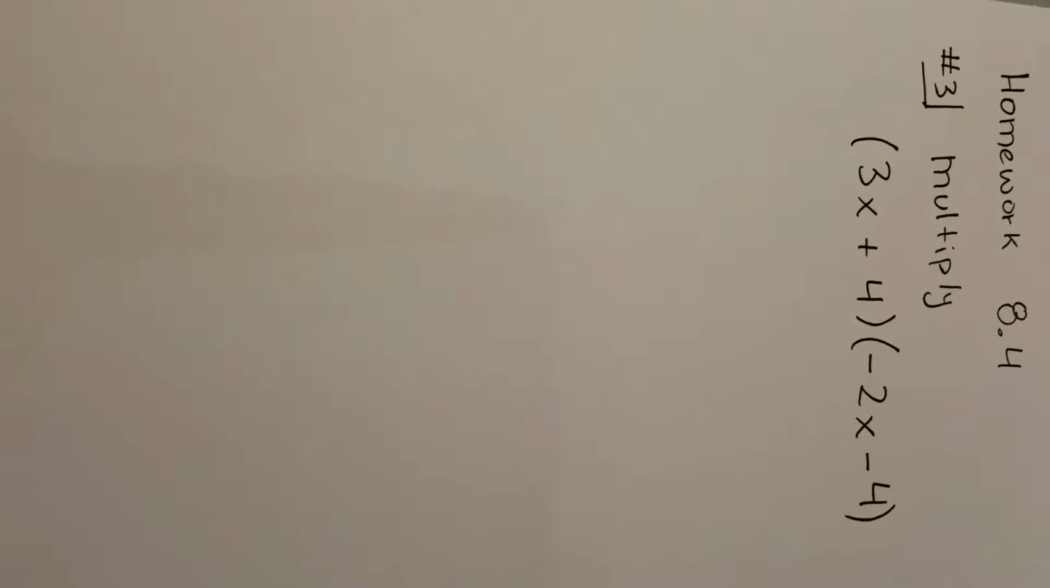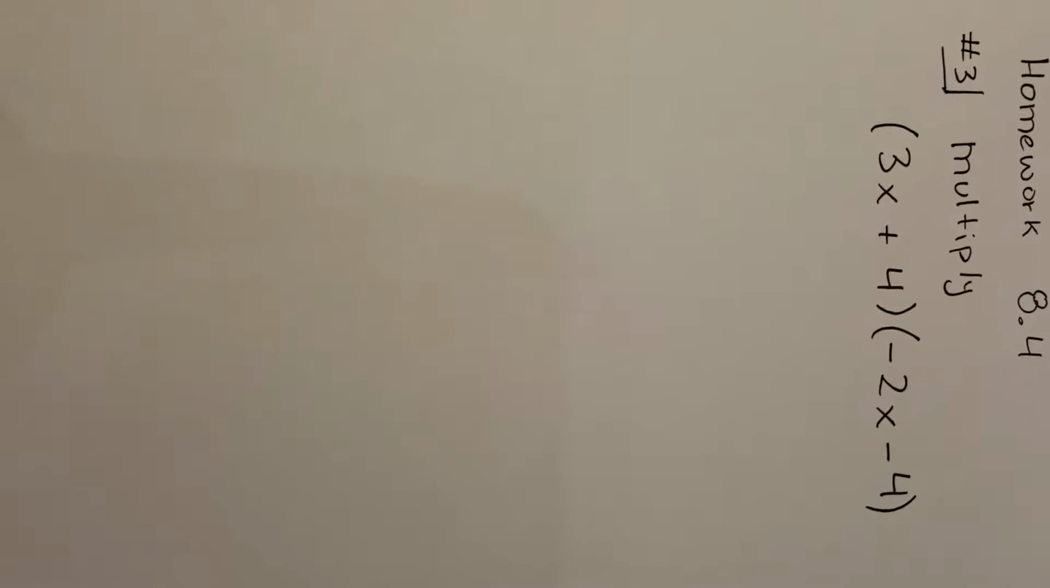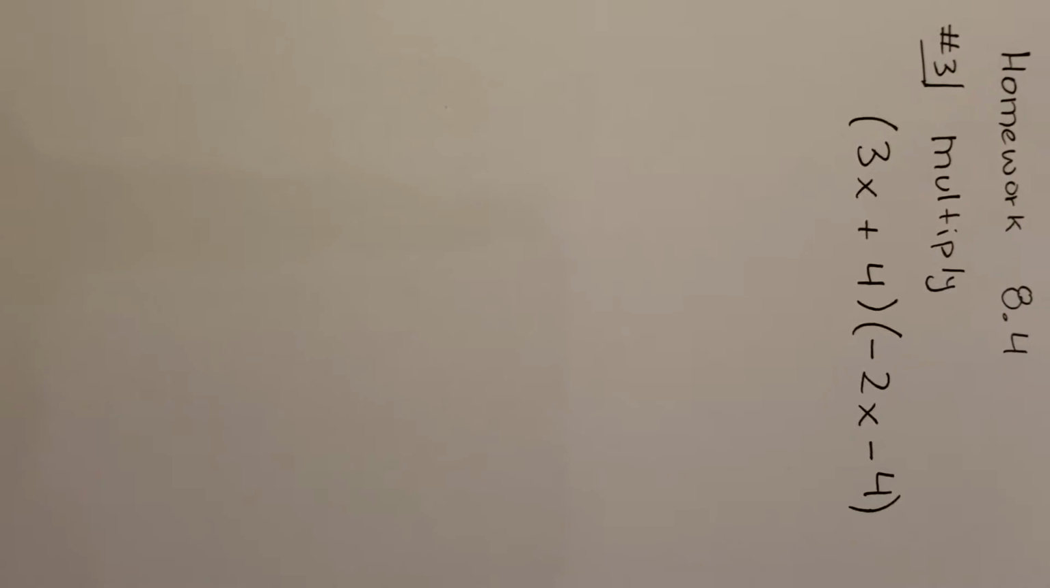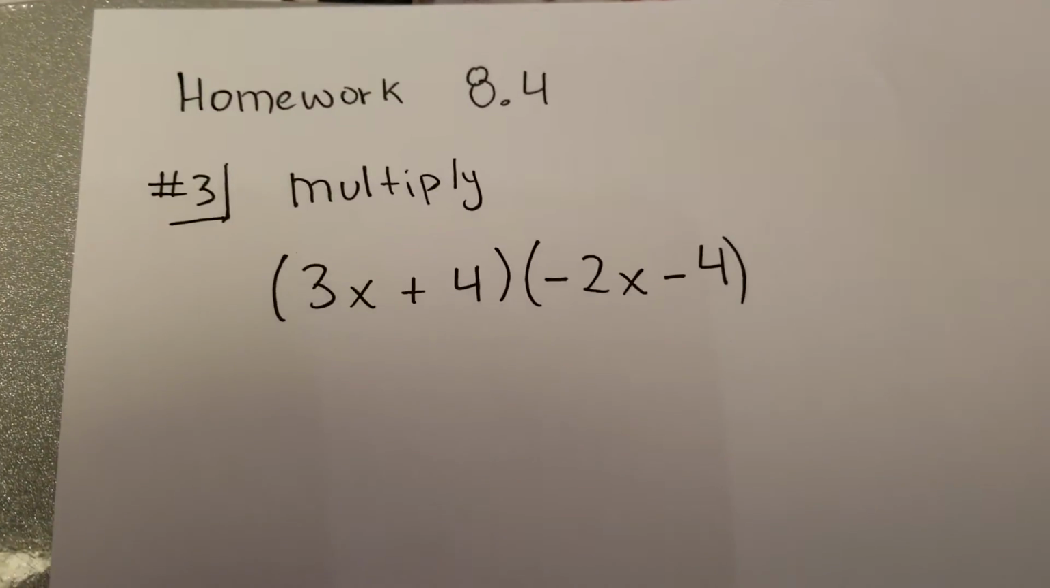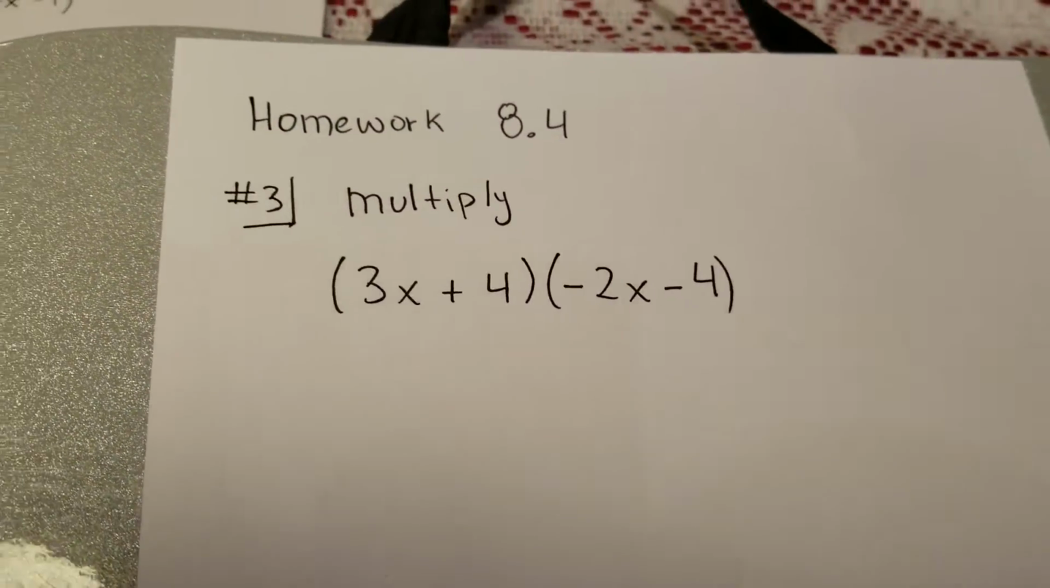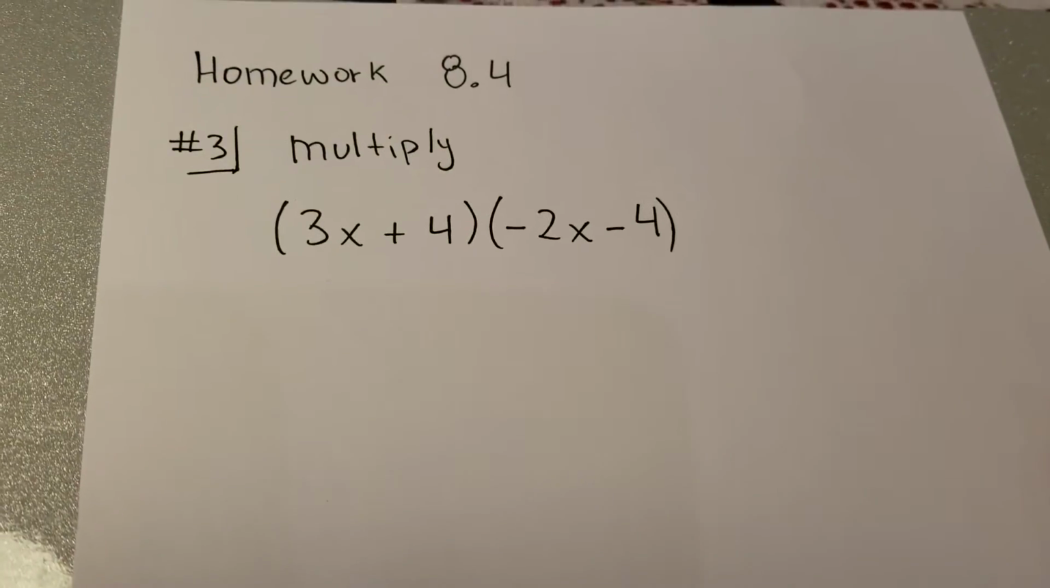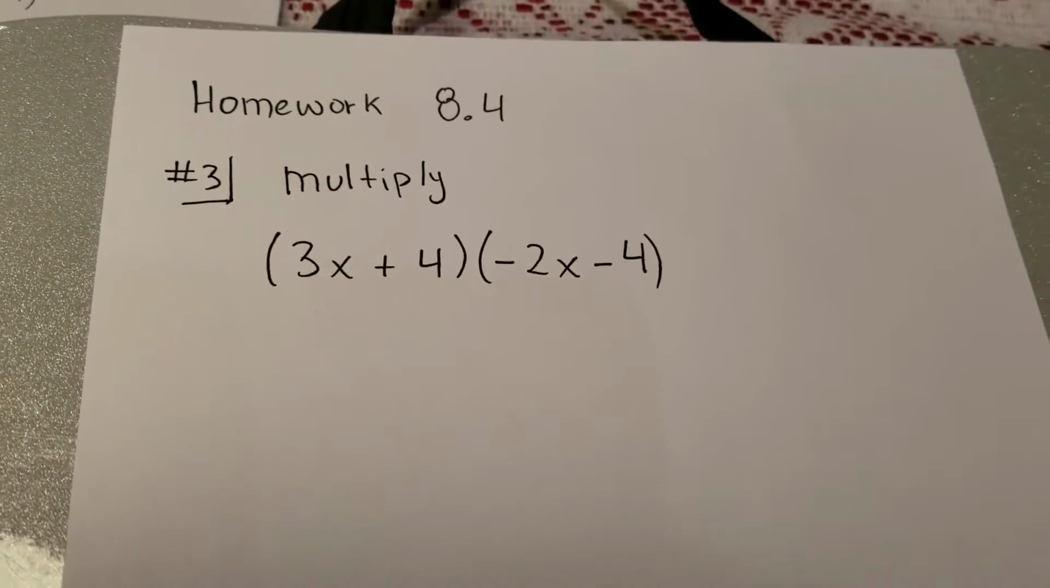So in class we learned how to do FOIL. Remember, it was first, inside, outside, last. Let's not worry about that right now. So I'm going to turn the camera this way. What I want you to do when we have to multiply this, do you remember we talked about using the box method? And if you don't, that's okay.